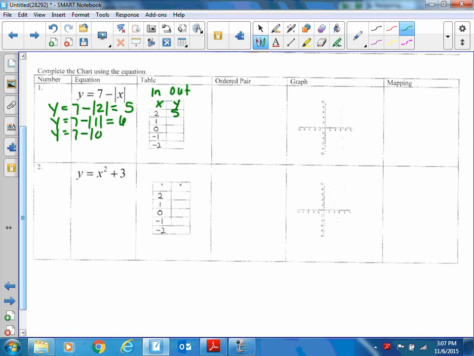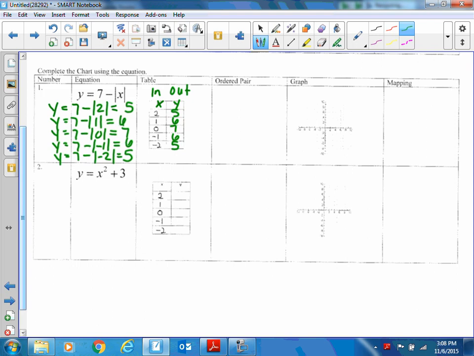7 minus the absolute value of 0. Well, 7 minus 0 is 7. 7 minus the absolute value of -1. Now, the absolute value of -1 is 1, so I have 7 minus 1, which is 6. And then finally, we have 7 minus the absolute value of -2. Absolute value of -2, I'm sorry, is 2. 7 minus 2 is 5. So if we fill in our chart, we notice that we do have some of the same. We have 2 5s and we have 2 6s, and that's okay again.